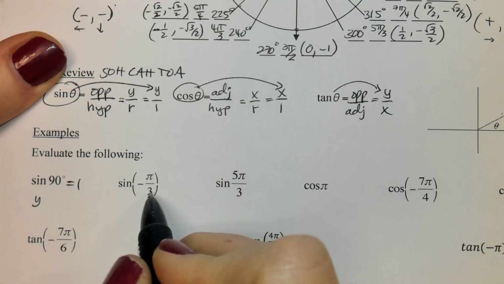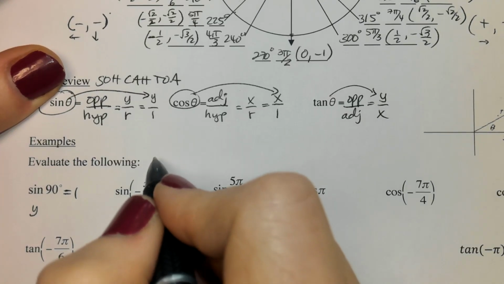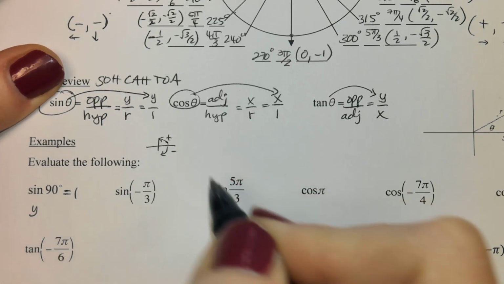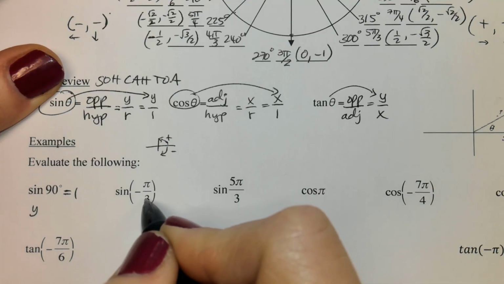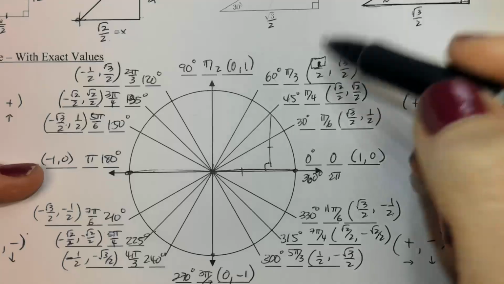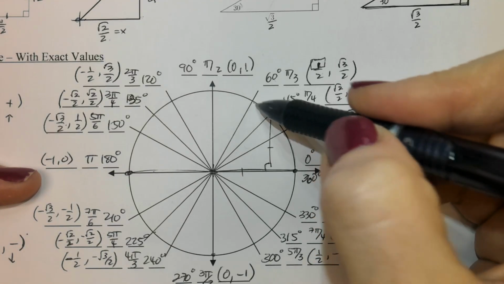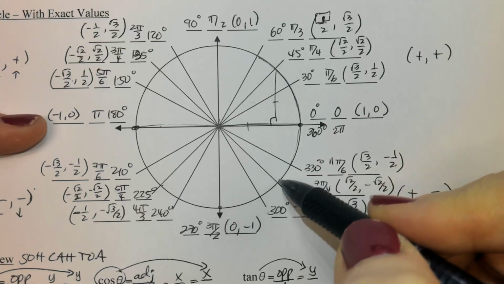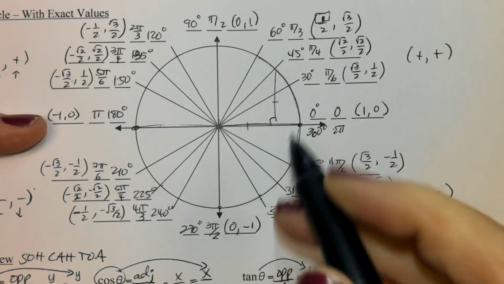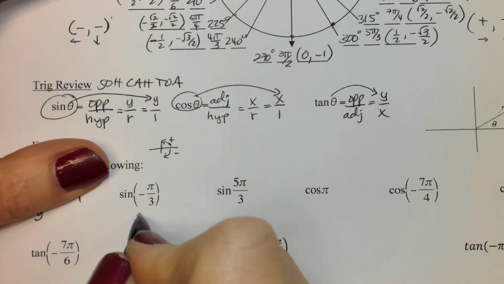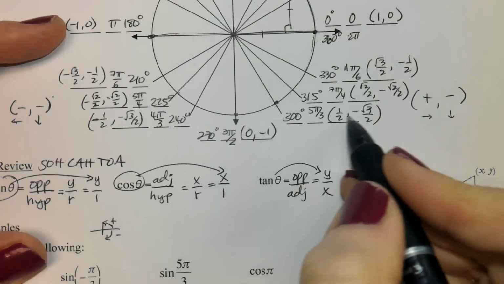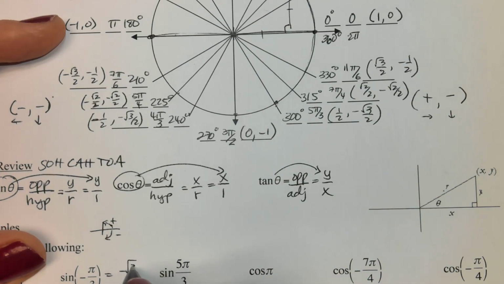Next up is sine at negative pi over 3. Remember that we can measure angles both positively and negatively. So negative pi over 3 is really just go to where pi over 3 is and go the opposite way. Pi over 3 is 60 degrees, and I'm just going to measure that same amount, but go the opposite way. So I'm going to end right here. So really I'm looking at 300, and I'm supposed to give the sine value, which is the y. So at 300 degrees, the y value is negative square root of 3 over 2.